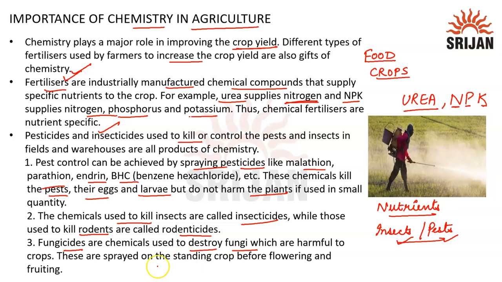So all of these are sprayed on the standing crop before flowering and fruiting. So this helps to improve the crop yield and also to protect them from different pests, insects and rodents. So all these are chemicals that are manufactured industrially.